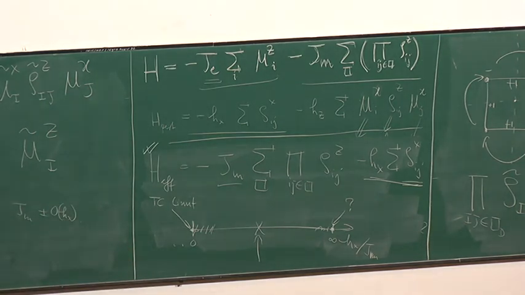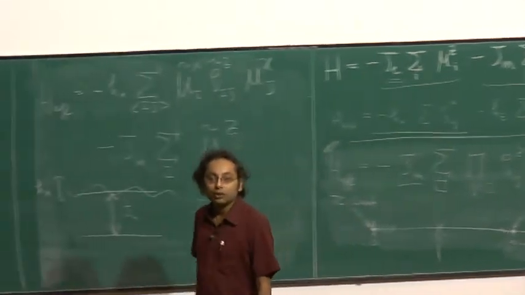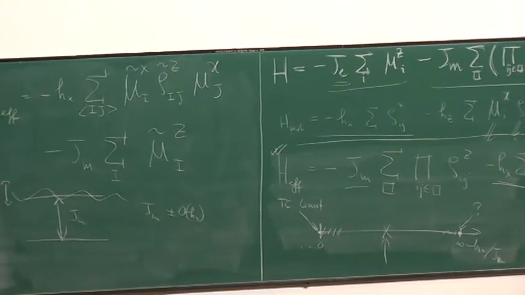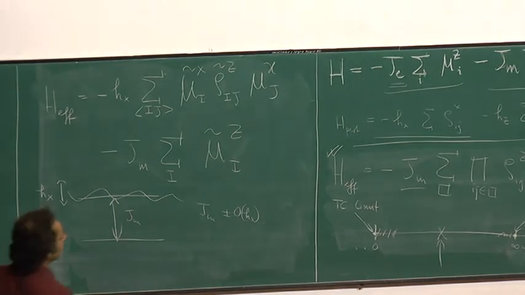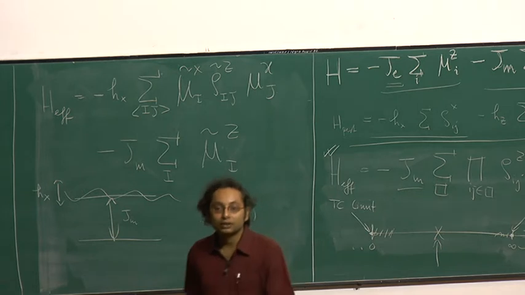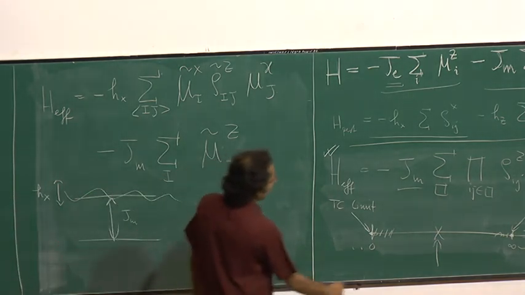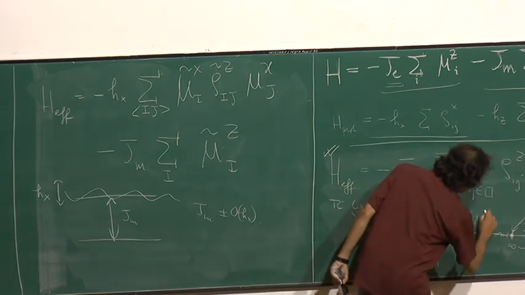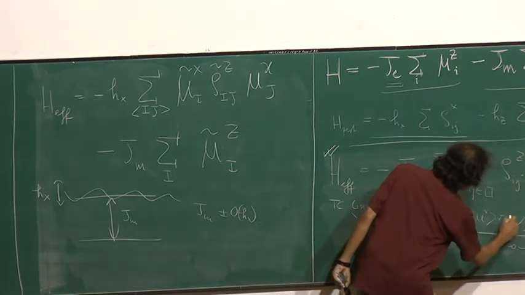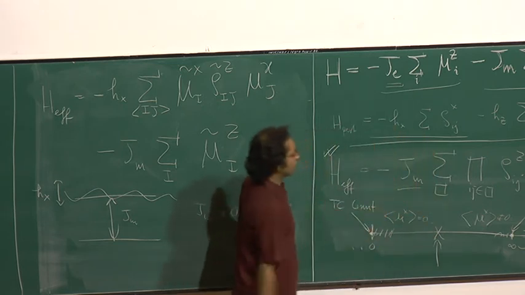Actually, I can do more. Once I set this to 1, I can study the entire phase diagram. It's a 2 plus 1D Ising model, so I know what this phase transition is. It's going to be in the 3D Ising universality class. And the transition is from mu x not equal to 0 to mu x equal to 0.